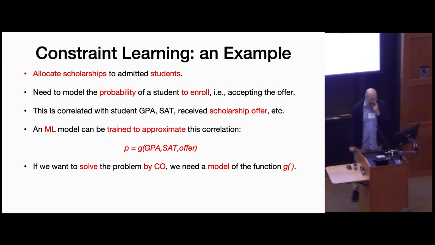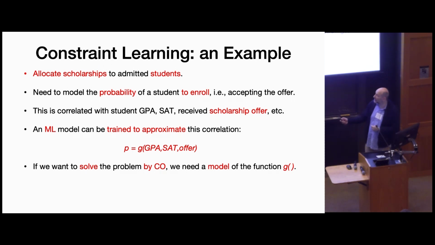And one idea is to understand the correlation between the probability of the student enrolling and the offer itself, by looking at some data about the students, for example, GPA, SAT, received scholarship offers, maybe from other universities, and so on and so forth. And then one can think about training a machine learning model to approximate this correlation, right?